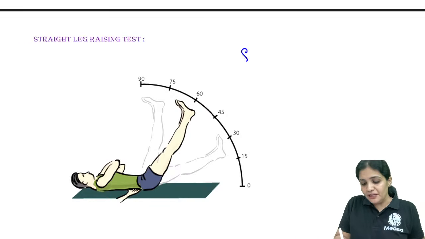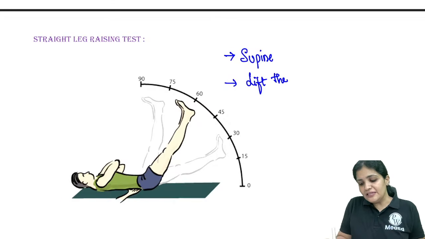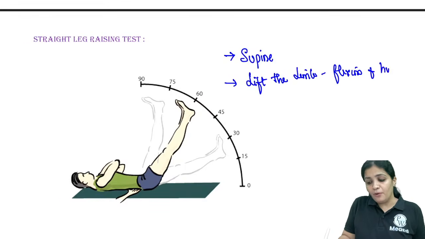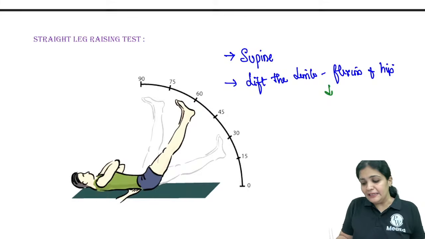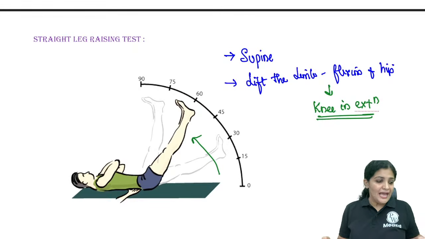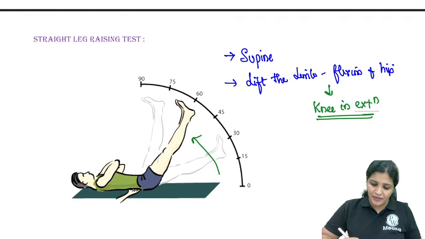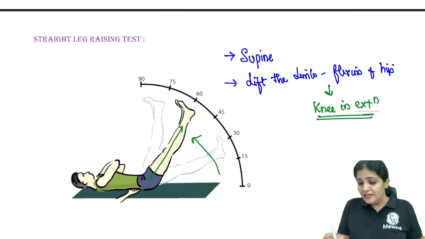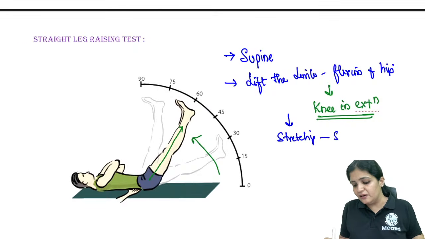So here what you do, the patient will sleep in supine position, okay, and now the examiner will lift the limb. So this lifting of the limb is nothing but there is a flexion of the hip. But what is more important here? Flexion of the hip with knee in extension. So knee should be in extension, and now you're going to raise the limb. So you're going to lift the limb this way. Okay, and lifting of this limb, what will happen? Whenever the knee is straight and you're lifting the limb, there will be stretching of the sciatic nerve. So the sciatic nerve stretches.